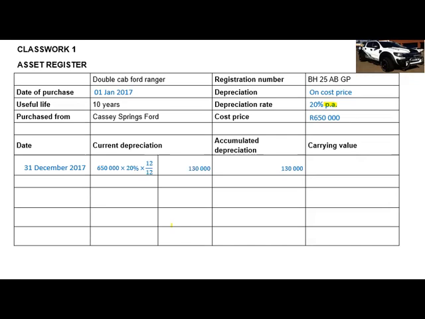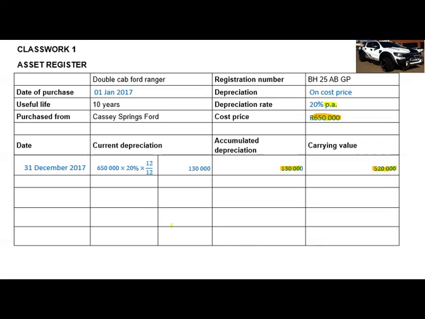Exactly. So how much will be our carrying value here on the 31st of December 2017? It's going to be 520. It's 650 minus 130. So basically it is this 650, you minus the 130, then you will get this 520.